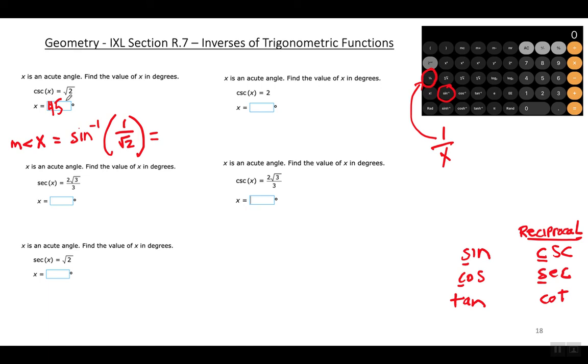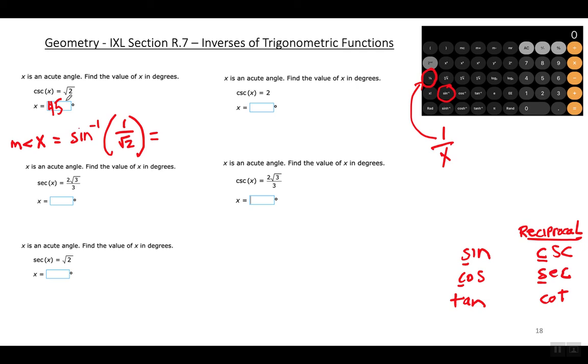I'll say it again, for all the people out there that are not necessarily Cobra Kai material just yet. Hit in your calculator square root of 2. Now hit the 1 over x button, which gives you the reciprocal of the square root of 2. Now hit the inverse of sine button, and you get 45 degrees. Now you could have also done 1 divided by square root of 2 equals, and then hit the inverse of sine button.